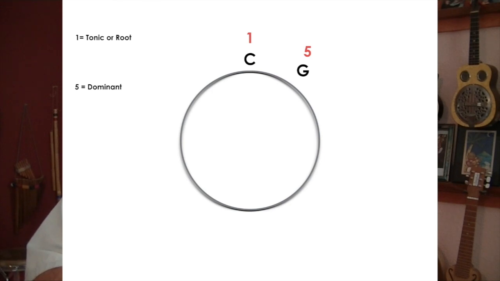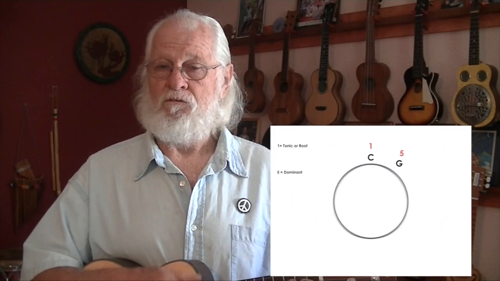So we got the 5 in there now, the G in the key of C. Let's do Shaven Haircut using just the 1 and the 5, or in this instance, the C and the G. Hear that? A little more interesting than just the C.